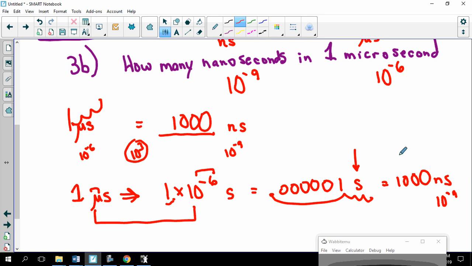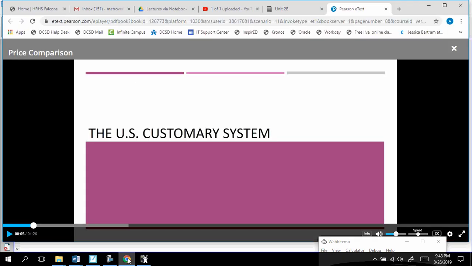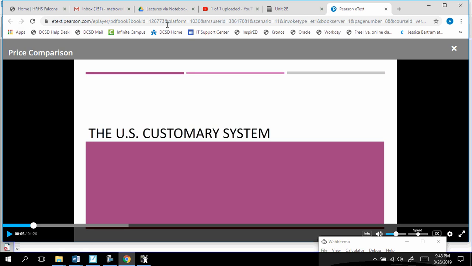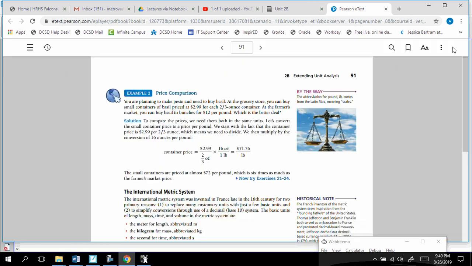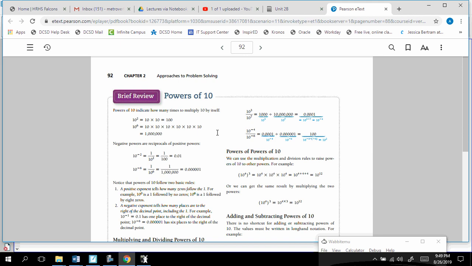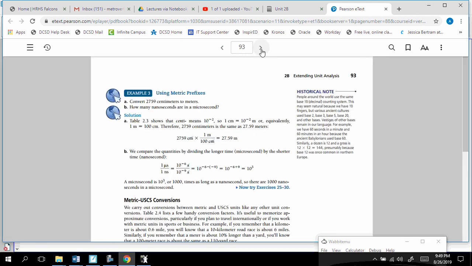All right. So there's more conversions on page 93. Sorry, I don't know where my e-text went. Page 93. Oh, yeah, while we're there, there's that power of 10 brief review. Looks like it would help some people, I'm sure.